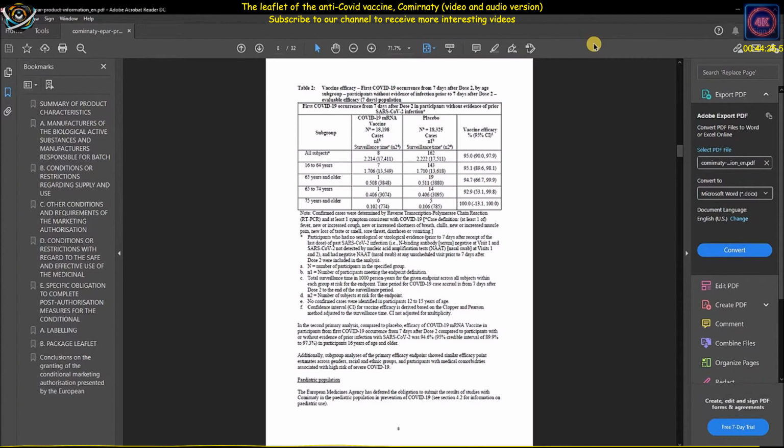65 years and older: 1 case, 0.508, 3,848; 19 cases, 0.511, 3,880. Vaccine efficacy 94.7, 66.7, 99.9. 65 to 74 years: 1 case, 0.406, 3,074; 14.